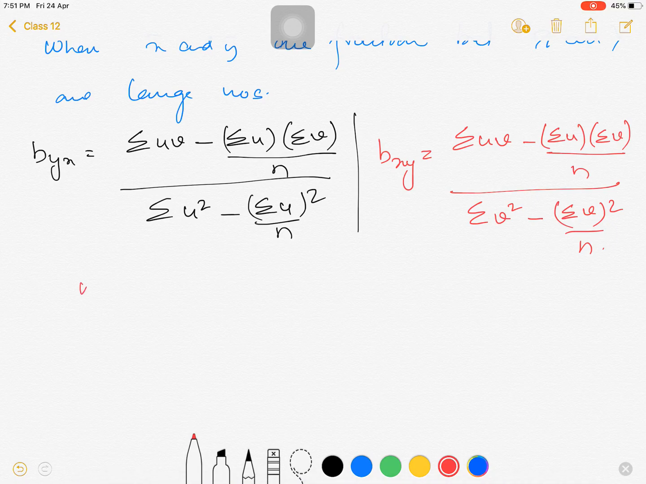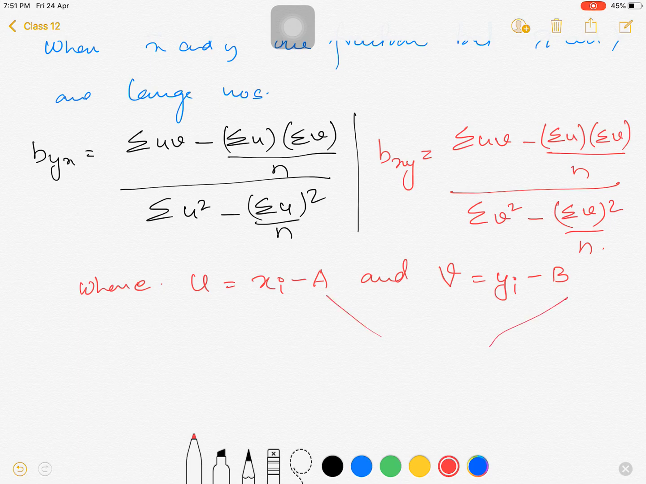By the way, what are these u and v? Now the new things, where u is xi minus capital A and v is yi minus capital B. If you remember, what are these A and B? These are assumed means. If you remember, in class 10 we used to do the mean sum by step deviation method, where we used to assume means. Same thing here.